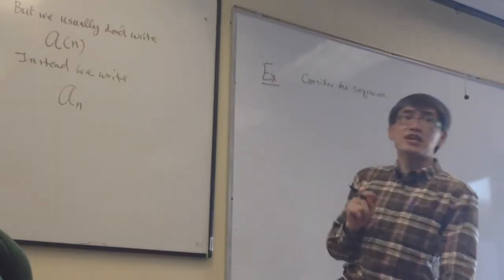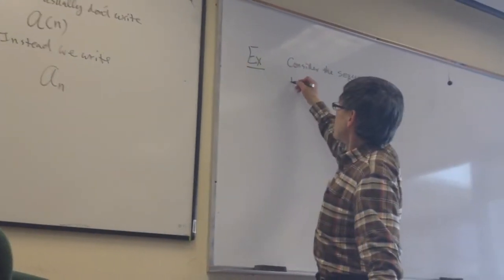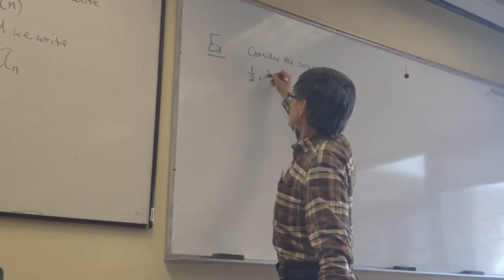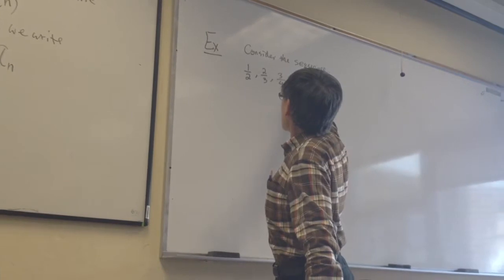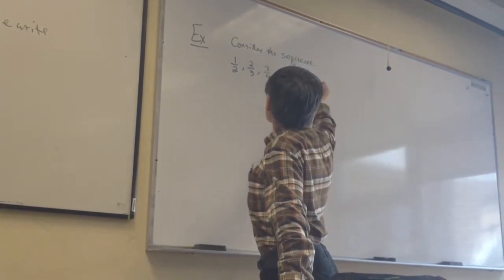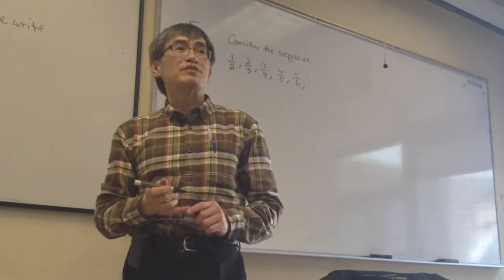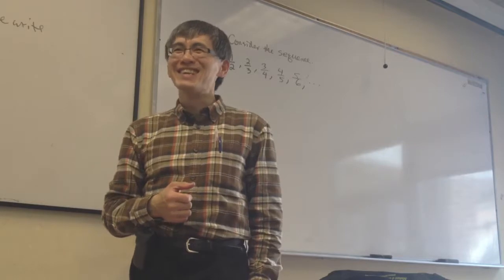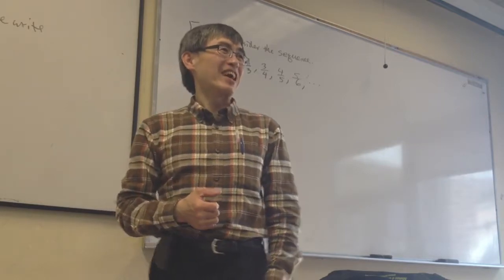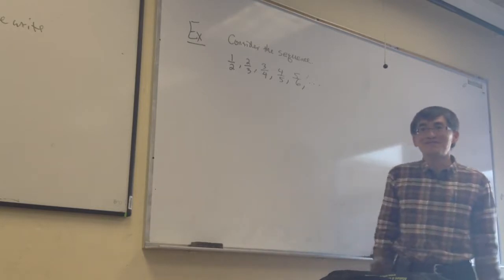And this goes like this: 1 over 2, 2 over 3, 3 over 4, 4 over 5, 5 over 6, dot, dot, dot. What do you think the next term is? 6 over 7. Well, you never know. Nothing prevents the next term being 9 over 11.